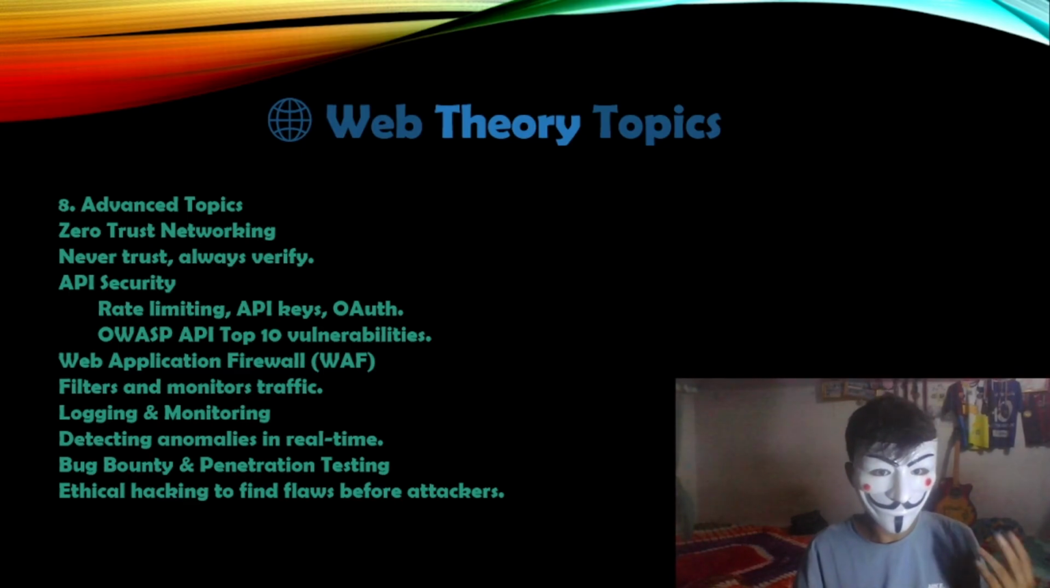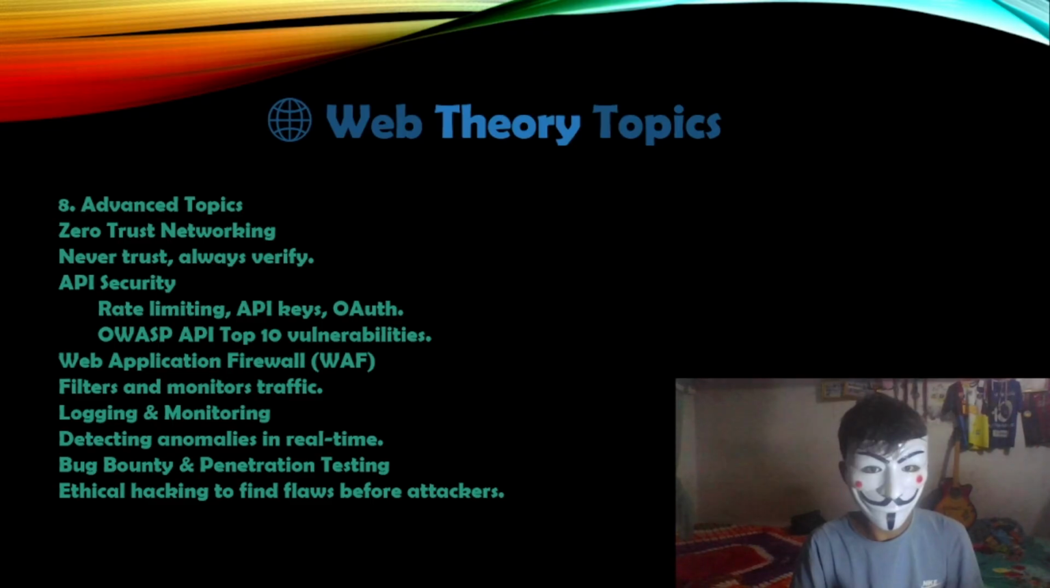Next we have advanced topics like zero trust networking and API security, rate limiting, API keys, OAuth, the OWASP API top 10 vulnerabilities, and WAF, web application firewall, filtering and monitoring traffic, all the ways we can protect our website.